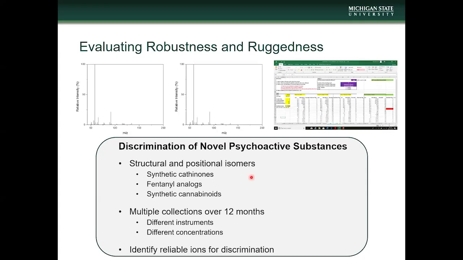We also prepared all of these analogues at different concentrations so that we could evaluate the effect of spectral intensity on the ability to associate and discriminate these compounds. And then the ultimate goal was to really identify reliable ions for the discrimination of these very structurally similar compounds.